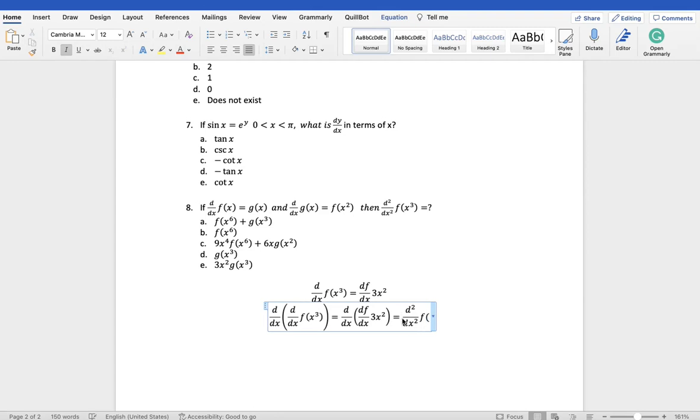multiplied by the original 3x squared. Maybe I should just take the f up here so it doesn't look like it's f of 3x squared. Plus, you leave out the first function, so df/dx comes back, multiplied by the derivative of the second function, which is 6x.